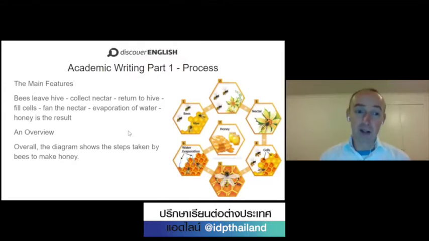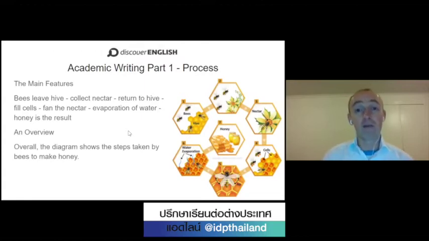The bees leave the hive, they collect nectar, they return to the hive, they fill the cells, they fan the nectar. So that's the verb you're using for that. It says there "air" for step number 5. It's got the bee fanning the nectar. Then there's the evaporation of water, and then honey is produced from that process. And those are the main features.